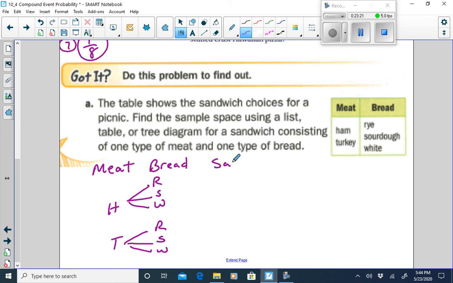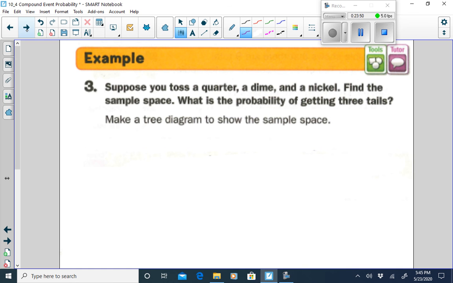So my sample space is going to look something like this. We could have H with R, H with S, H with W, T with R, T with S, T with W. So it looks like our sample space consists of 6 different ways of having the sandwich and the bread. All right, let's continue.